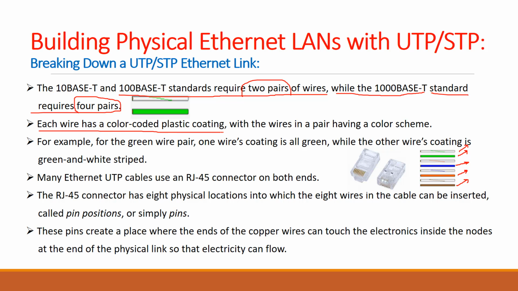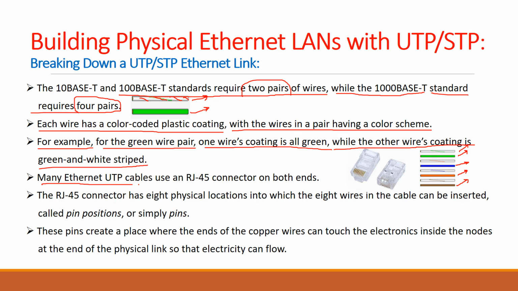Each wire has a color-coded plastic coating, with the wires in a pair having a color scheme. As we mentioned here, for green we have solid green and striped green. For orange the same, for blue the same, and for brown also the same. Striped and solid. For example, for the green wire pair, one wire's coating is all green, or solid green, while the other wire's coating is green and white striped. As you can see here, this is green striped.